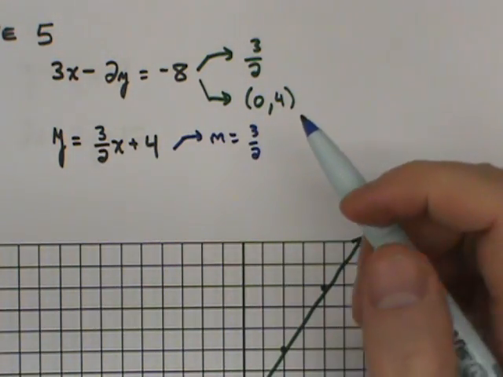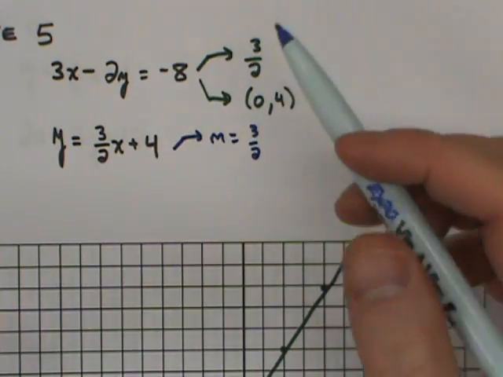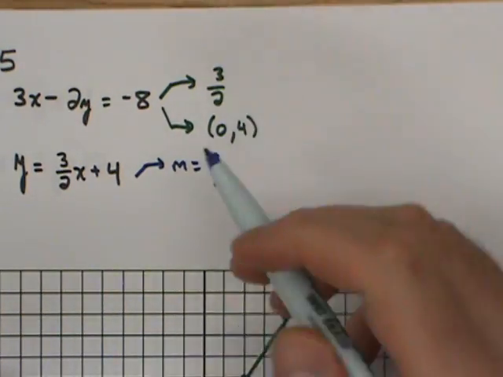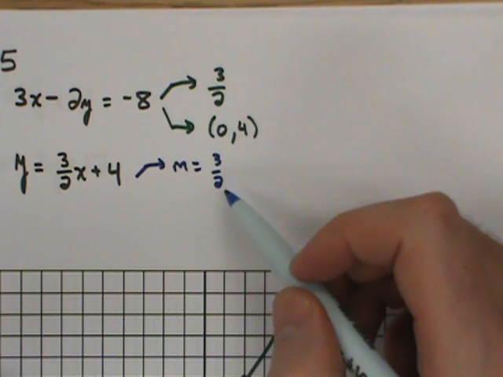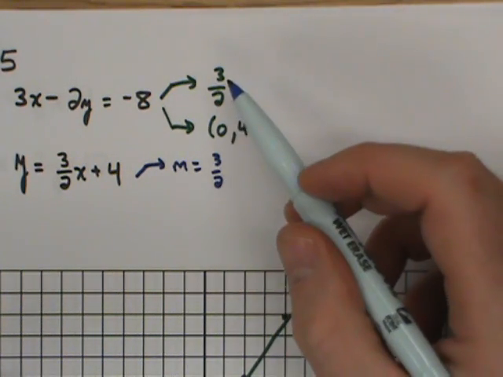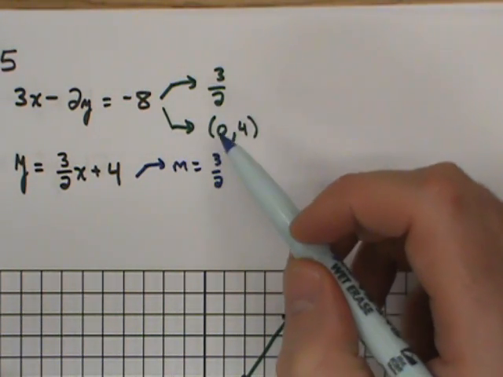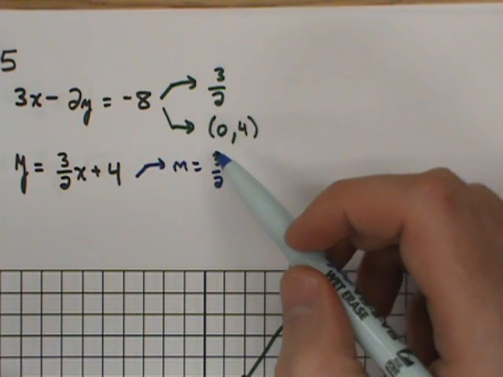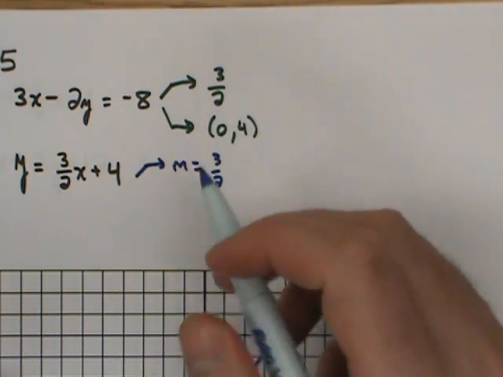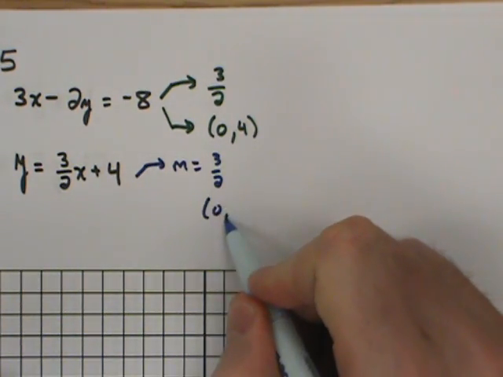Immediately that's telling me that there's 2 possible outcomes for this. My slope is 3 halves for the first line. My slope is 3 halves for the second line. So that means that the lines are either going to be parallel or one line will lie on top of the other. As I look at this starting point, it gives me the same value.